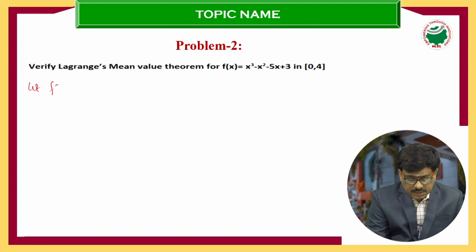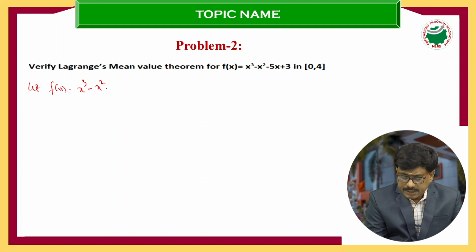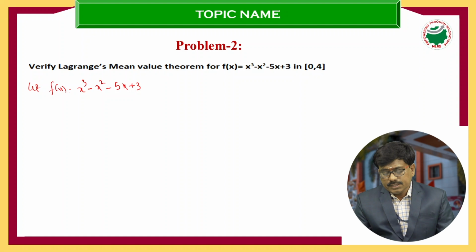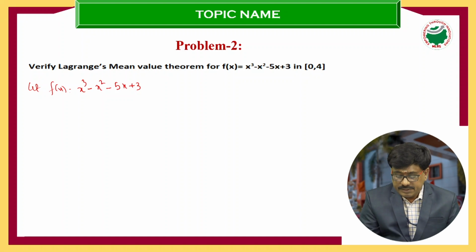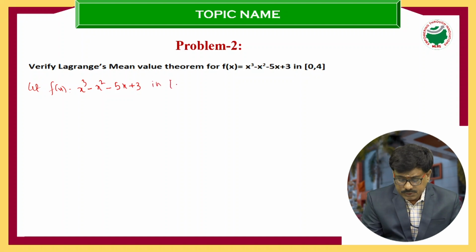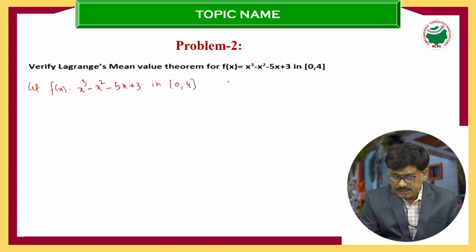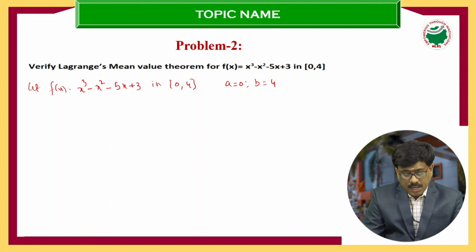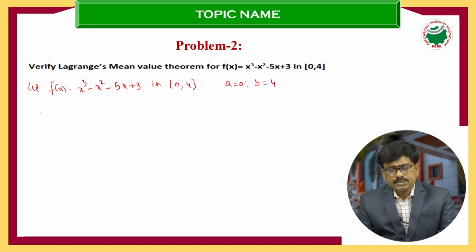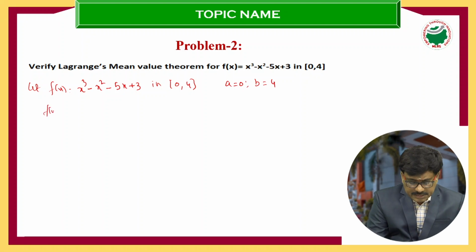What is the function given? f of x equal to x cube minus x square minus 5x plus 3. This function is in the closed interval 0 comma 4. What is the a value? a value is 0. What is the b value? b value is 4. We already know the statement of the Lagrange's mean value theorem.